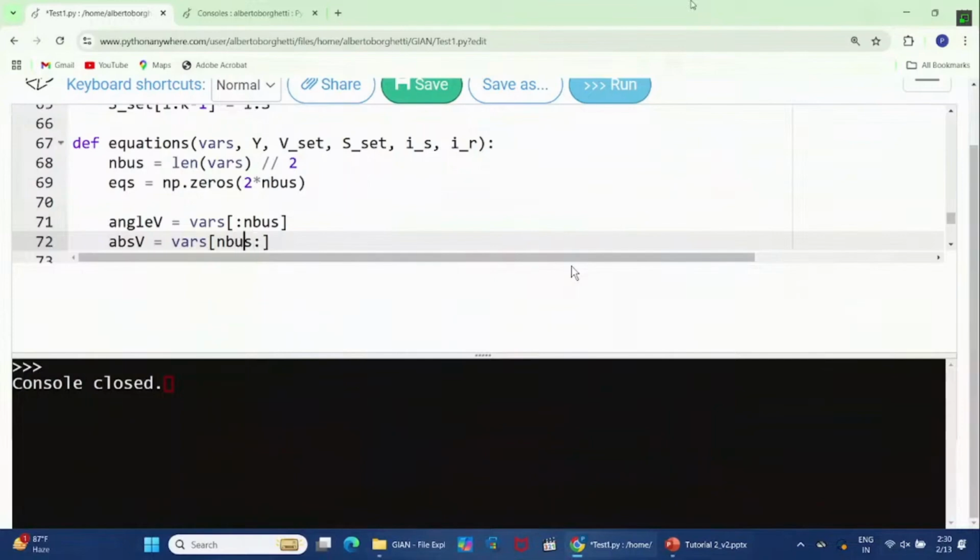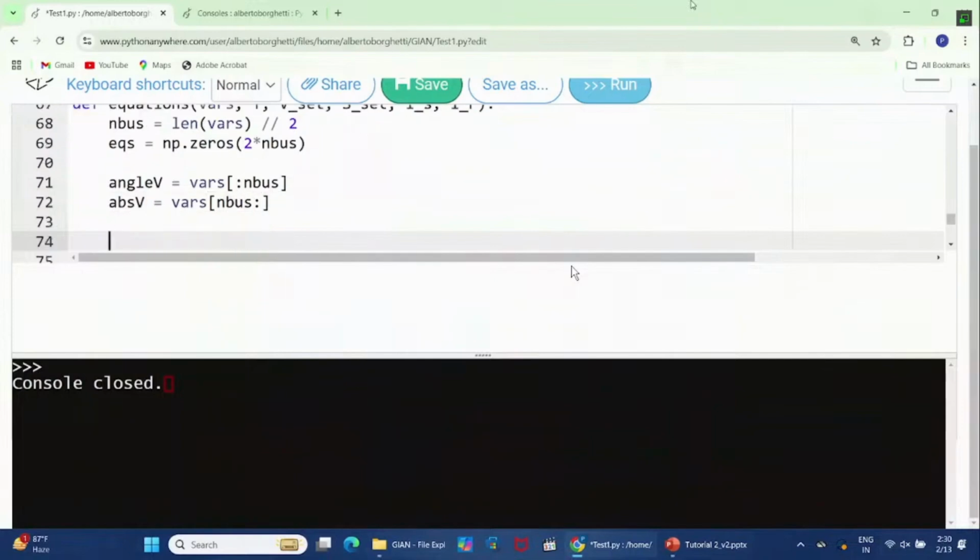I need to put n bus. Now we are ready for the constraints. And all the constraints are in the receiving bus, because we need to say that in the receiving bus the active power is PL, the reactive power is 0, the modulus of the voltage is 1 pu, and the angle, because we can fix also the angle, is 0.